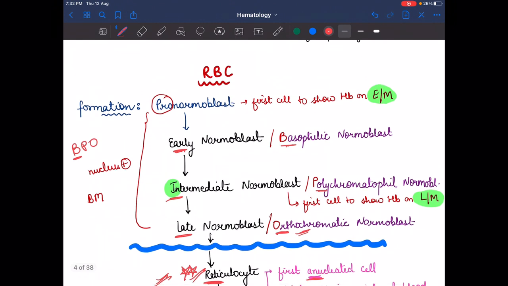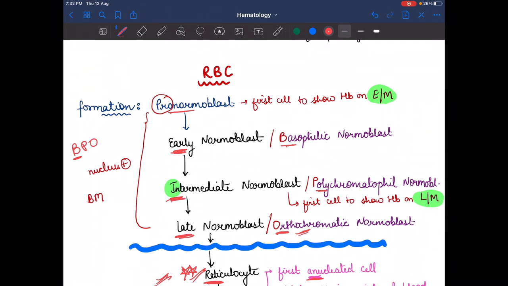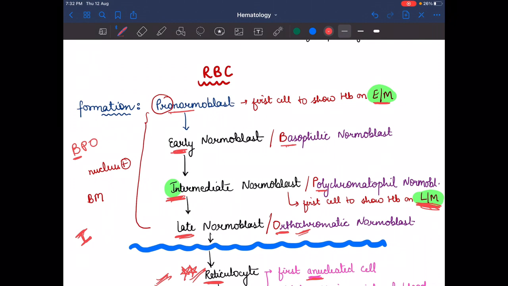The formation of RBCs goes from pro-normoblast, early normoblast, intermediate normoblast and late normoblast. Pro-normoblast is the first cell to show hemoglobin on electron microscopy. On the light microscope, the first cell to show hemoglobin is the intermediate normoblast, as we write I for intermediate and L for light. So the intermediate cell shows hemoglobin on light microscopy, while the pro-normoblast shows hemoglobin on electron microscopy.